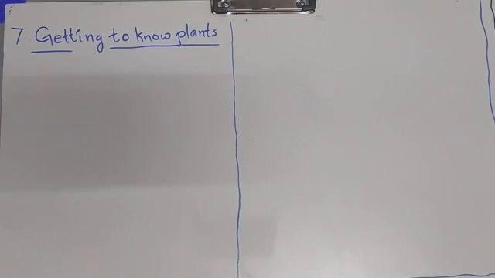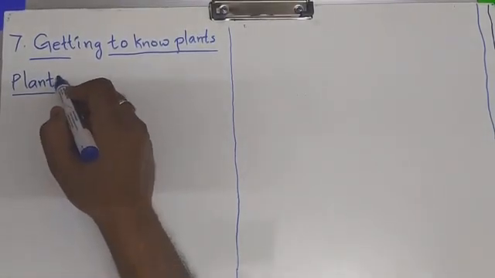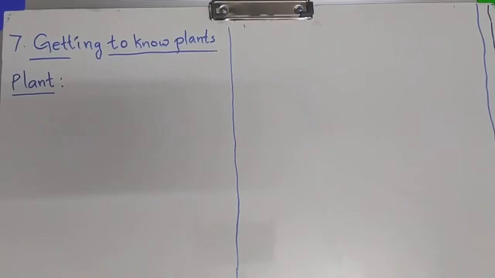Plants. What are plants? Plants are the stationary living things that grow from the soil, which have some structures grown below the soil and some green color structures above the soil.